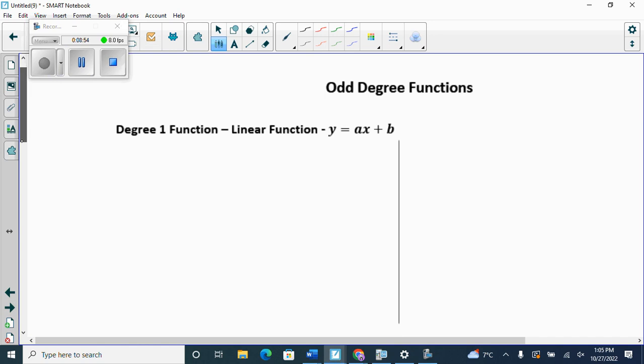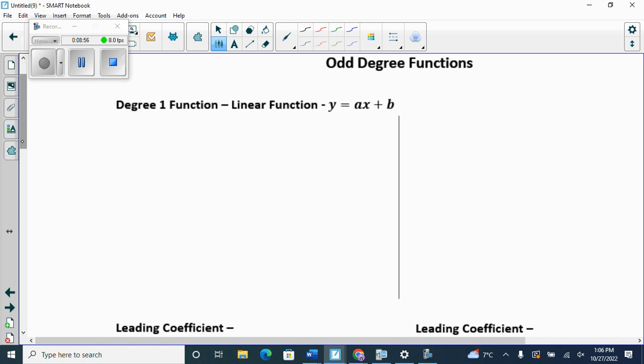So we're going to look at degree 1 functions. We're looking at odd degree functions. Odd degree functions are degree 1 and degree 3. Degree 5, 7, 9, a whole bunch more, but we have to max out at 3 and we min out at degree 1, right? So we have two odd degree functions we look at, degree 1 and degree 3.